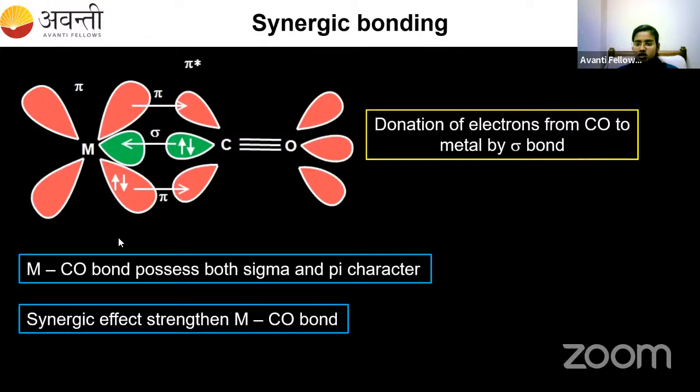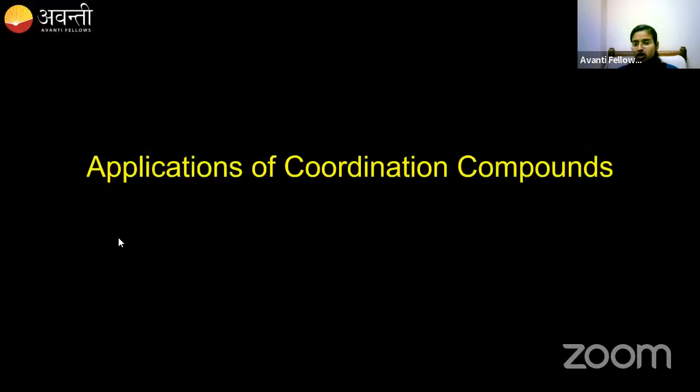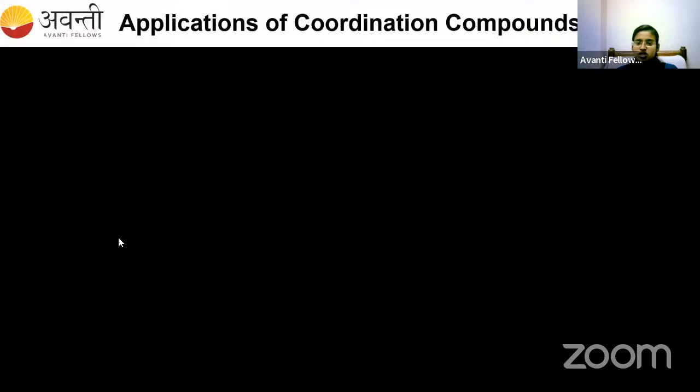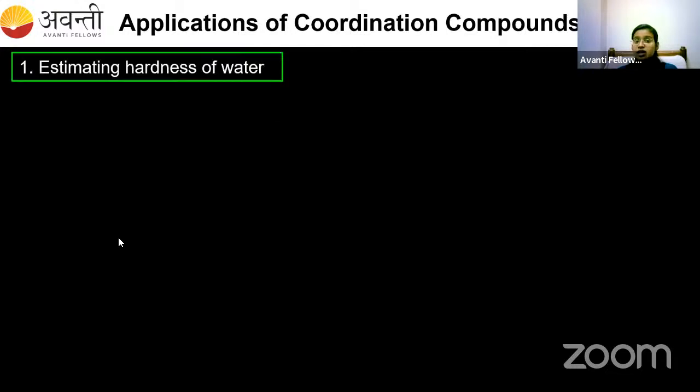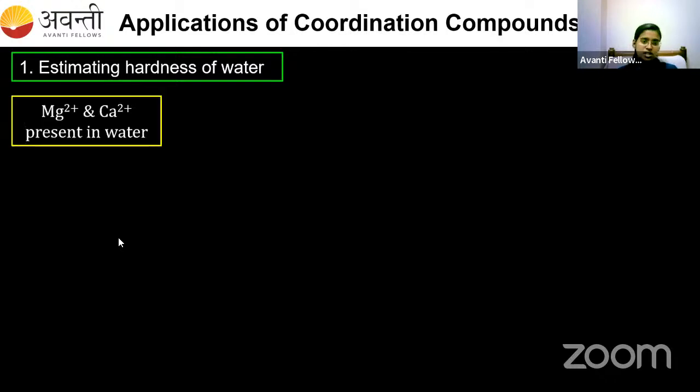Okay. So this is all about metal carbonyls. Now let's go for the last topic of this lesson, which is applications of coordination compounds. Where do we use coordination compounds? We use them in many areas. First, they are used to estimate the hardness of water. In hard water, we have magnesium and calcium ions. Hard water has to become soft, then only we can use it for drinking and other purposes.